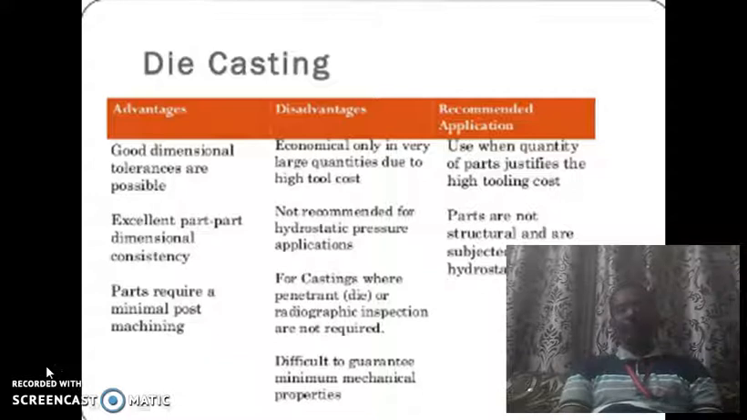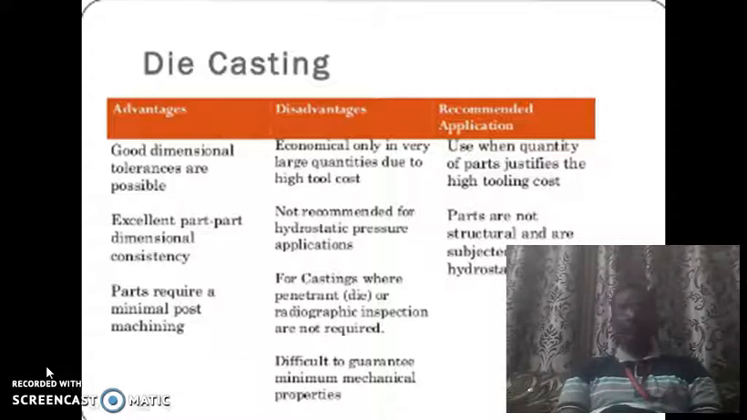Part requires minimal post machining. Once all the components are manufactured by the die casting process, a very minimum machining process will be involved for getting a smooth surface finish. For example, after you see the component, a small grinding or some other smooth surface finishing will be required, which can be done easily. So very minimum post machining will be required when compared to other casting processes.